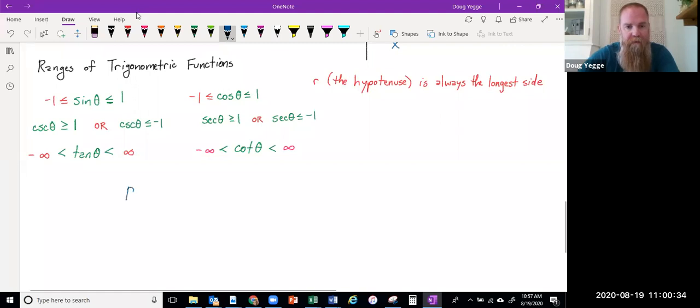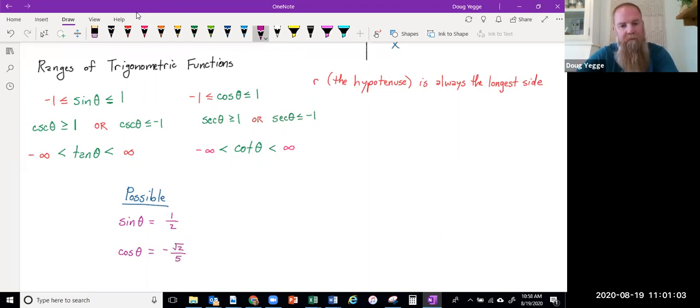Let's look at a couple of possible values. It's possible for sine of theta to equal 1/2. It's possible for cosine of theta to equal -√2/5, because that's also greater than -1. It's possible for sine of theta to equal 1, because it's still less than or equal to 1.